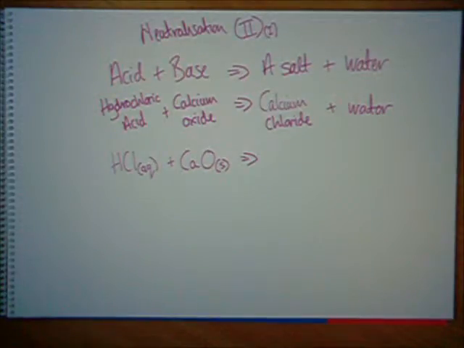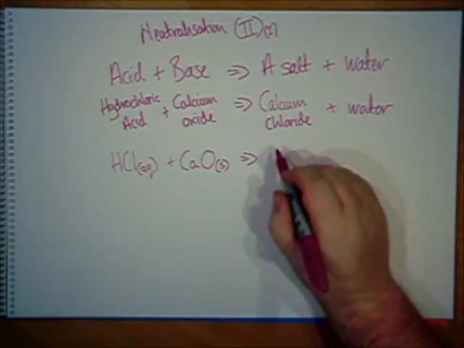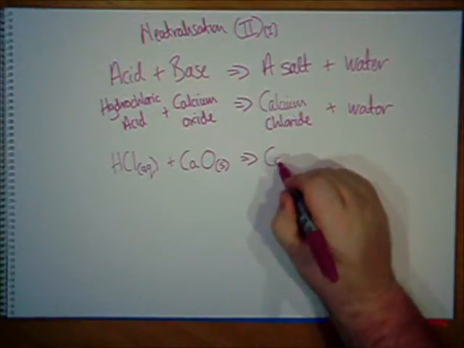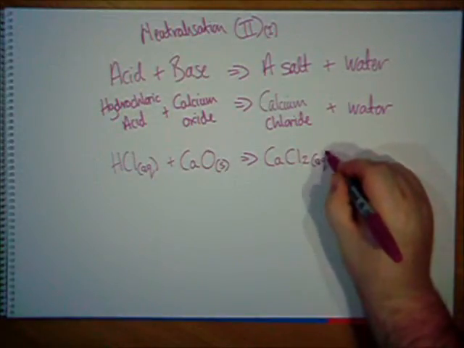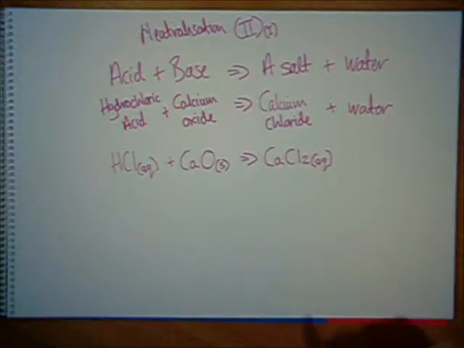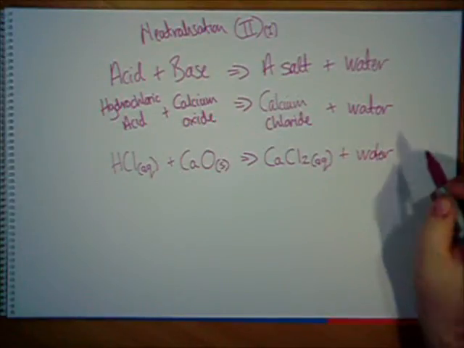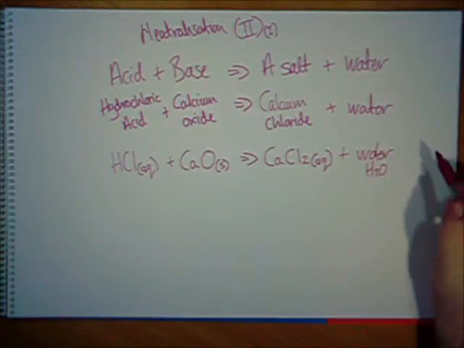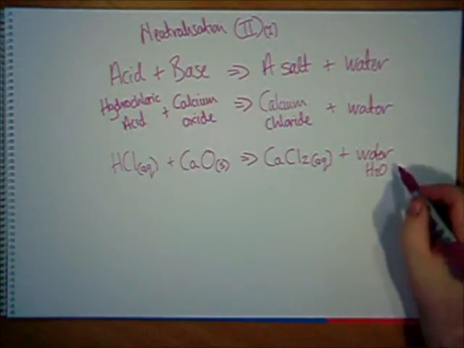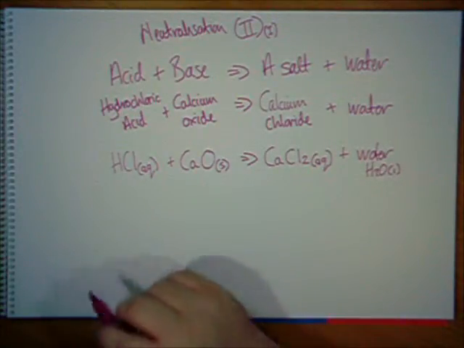Calcium chloride is water soluble. It will dissolve in water, and the formula of calcium chloride is CaCl2 (aq). Aqueous just means in a solution, dissolved in water. And of course, water itself, which has the formula H2O. So, if you're going to put a state symbol on water, dead easy, it's the liquid. Yeah? So if we wanted to balance that, what would it look like? Well, let's have a look.